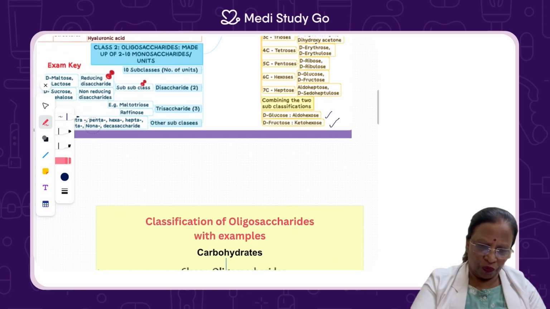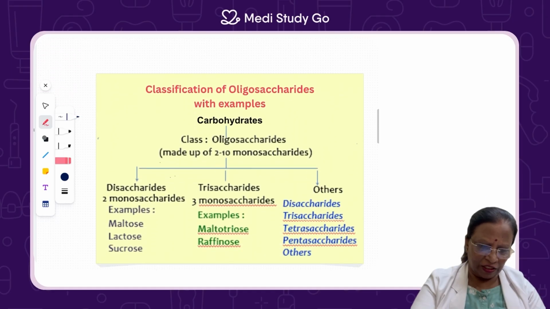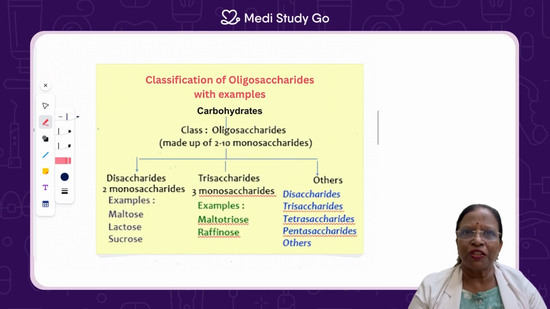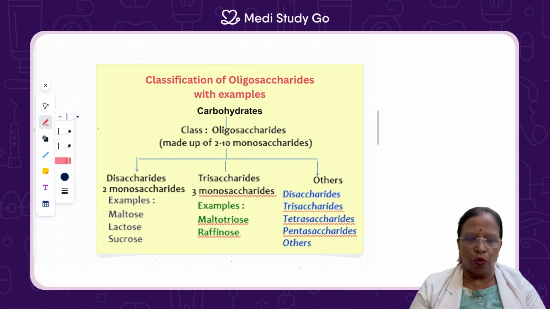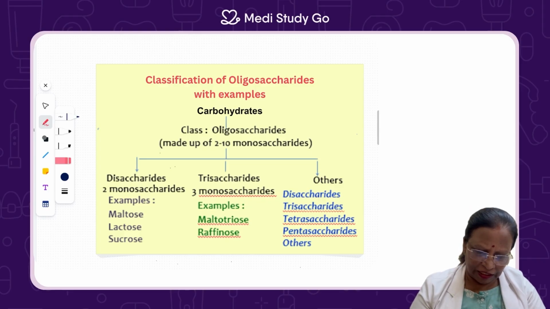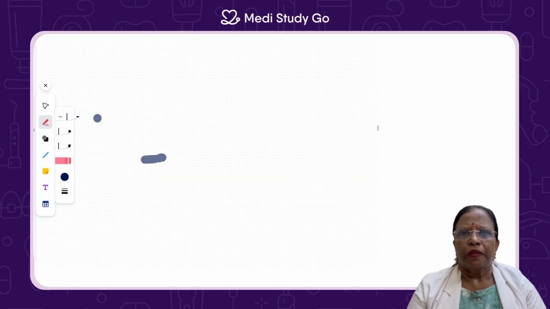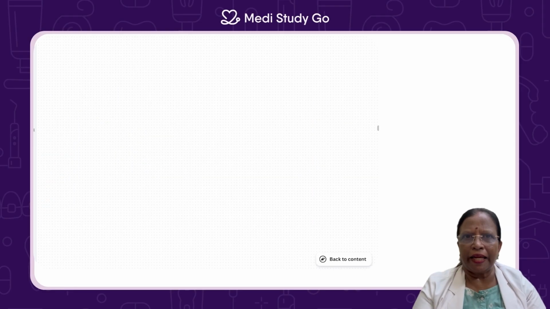So let's move to the second class, that is oligosaccharides. Oligosaccharides are those which on hydrolysis give rise to 2 to 10 monosaccharide units. That means monosaccharides are linked with one another to form oligosaccharides and polysaccharides. Now let us just see how exactly the monosaccharides are linked by glycosidic bonds.